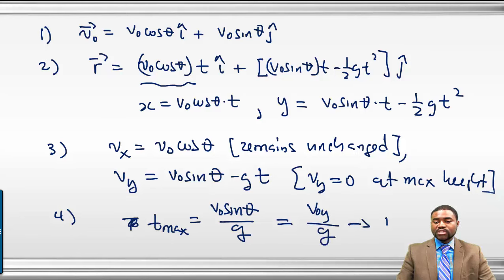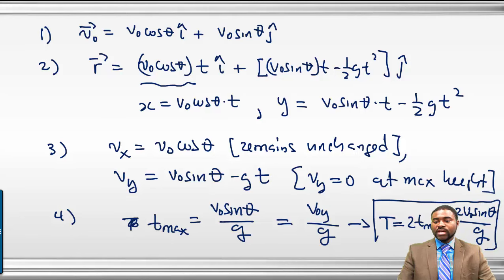What this means is that the time of flight, which is 2 times T max, will be equal to 2 V naught sine theta all divided by g. This gives us the time of flight. So these are the major things that we have done so far, and we are going to build upon these concepts.